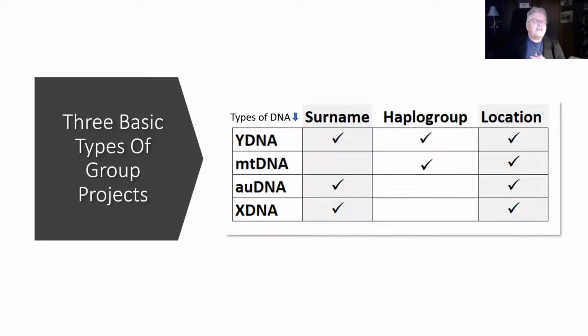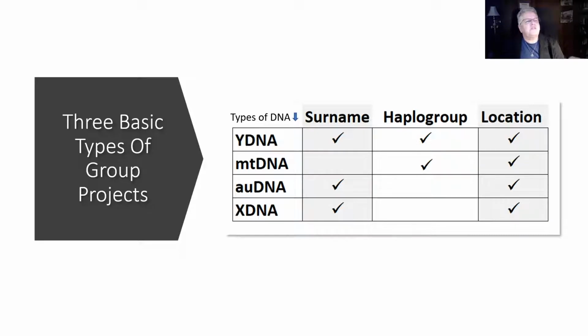The three basic types of group projects are surname projects, haplogroup projects, and location projects. There is a fourth possible project category, which would be origins. But for me, when you talk about origins, you're really talking about the location where our DNA mutated to create a different haplogroup. So really, the surname, haplogroup, and location really encapsulates what we need for a DNA group project.